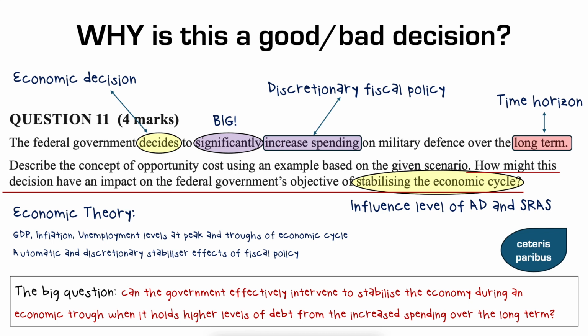And I think that's the big question here, is can the government effectively intervene to stabilise the economy during a trough when it holds higher levels of debt from increased spending over the long term? So potentially money would be borrowed to pay for all this increased spending. And when we have higher levels of debt in our federal budget, the question is, do we then have available funds to provide those stimulus handouts when required?